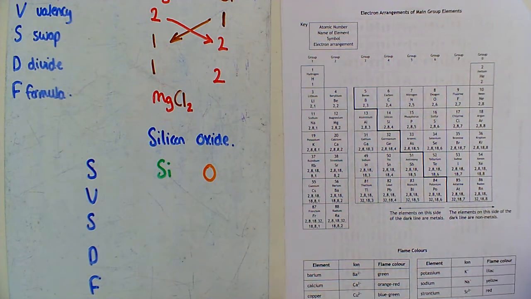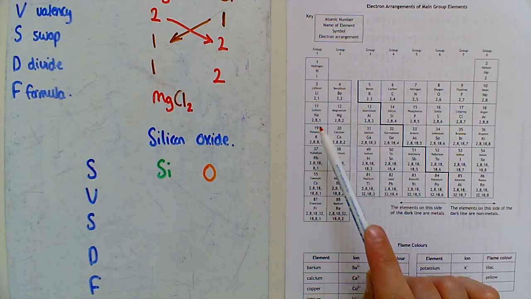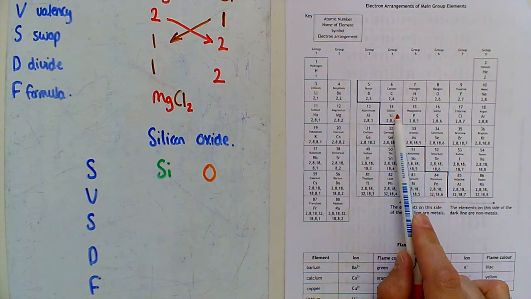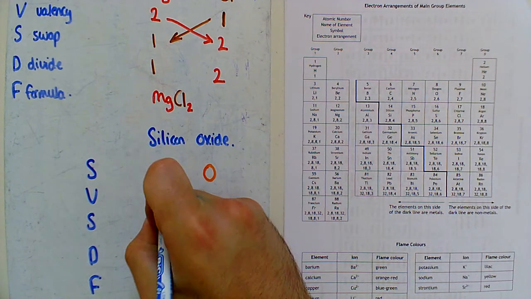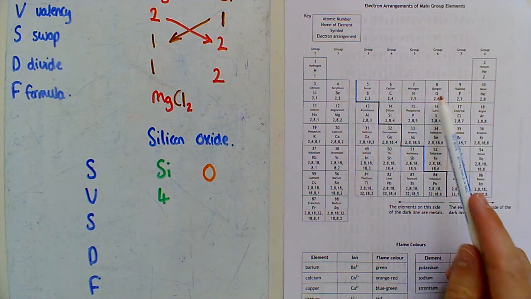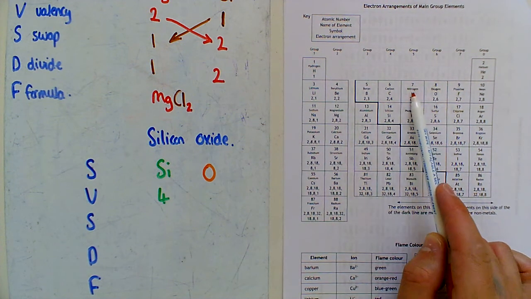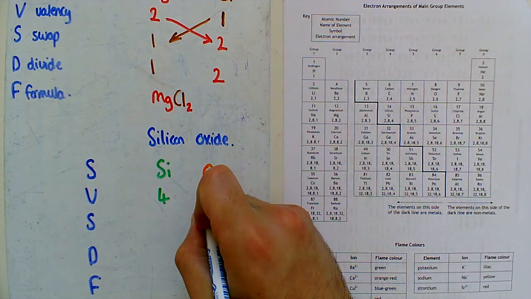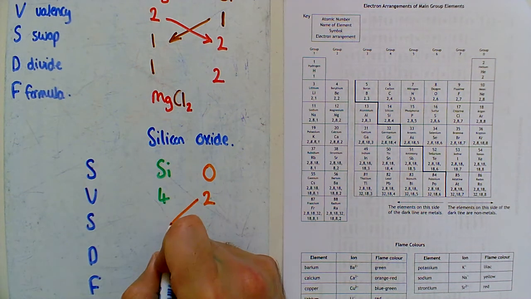O. Now if we find silicon, it's in group 4, and valency goes 1, 2, 3, 4. So the valency of silicon is 4. Oxygen is in group 6, and valency goes 1, 2, 3, 4, 3, 2. So oxygen has a valency of 2. Now we swap them over.